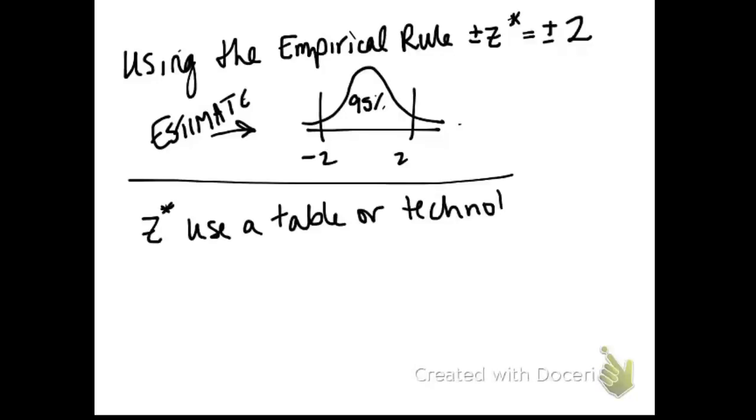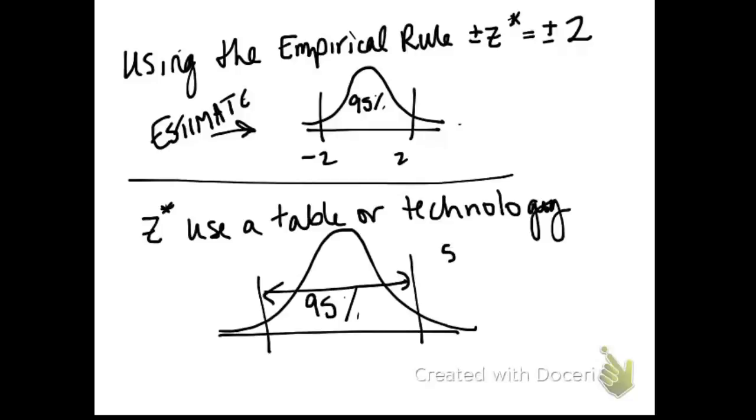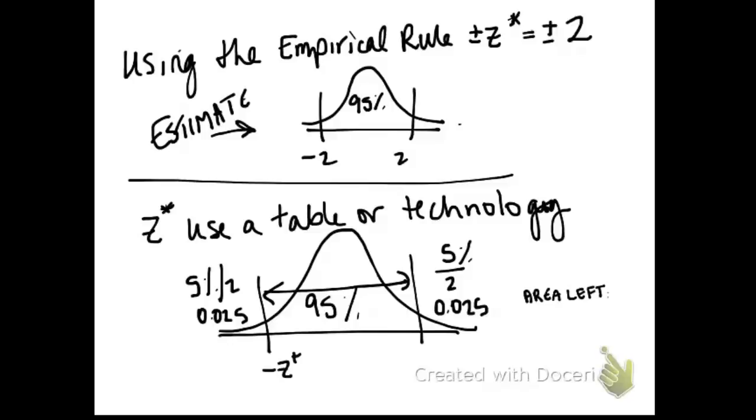So if it says use a table or technology, we have a couple of ways to do this. If we know that the middle is 95%, we know that in the 2 tails it's 5% over 2, because this is symmetric, and 100%, or 1, is the area under the normal curve. So the area to the left of negative Z star is 0.025, and the area to the left of Z star is 0.95 plus 0.025, or 0.975.